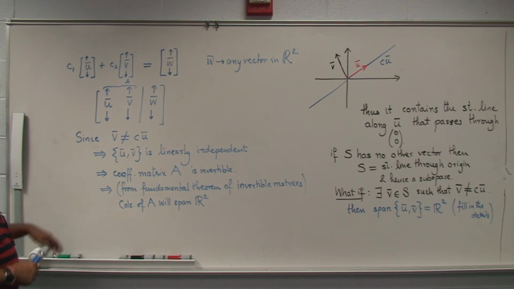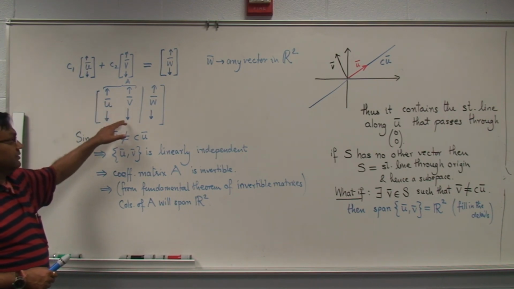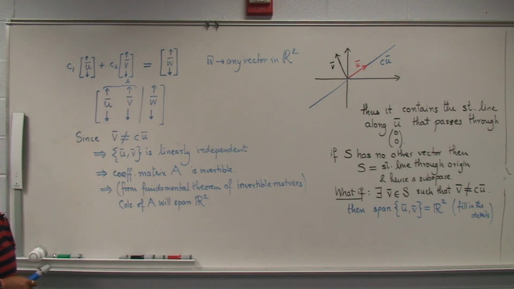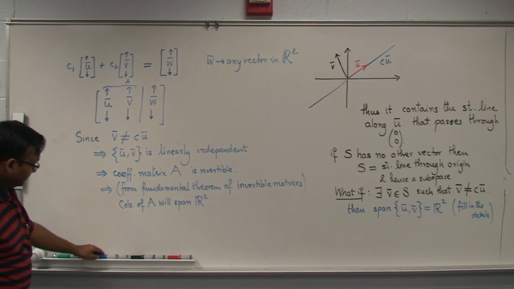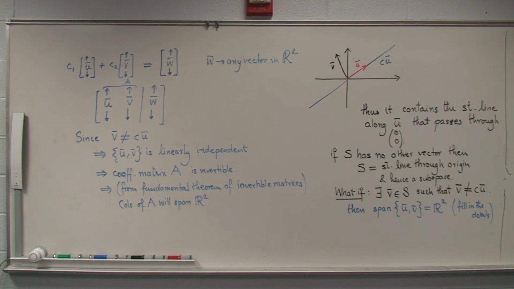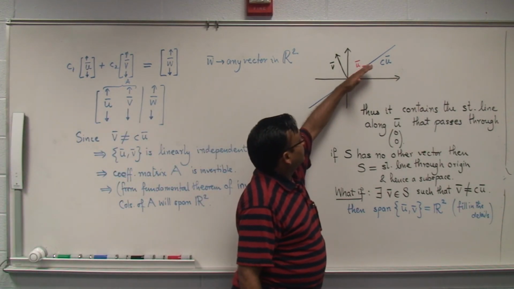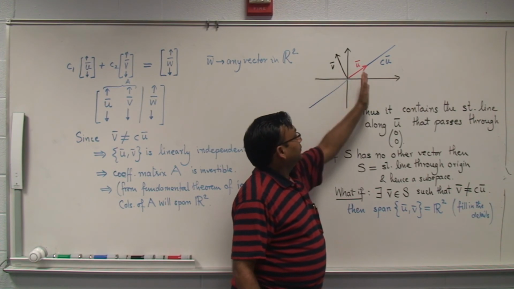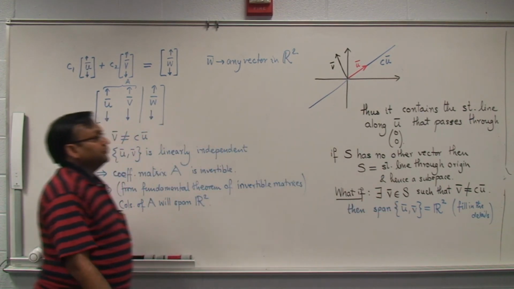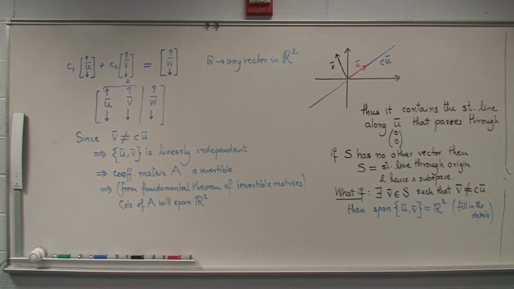Or you can think in this way, since these are independent, I will have two pivots. Since we are living in a two-dimensional space, no matter what right hand side I give, this system is consistent, and hence it has a solution for every right hand side. Which means the moment I have a vector which lies outside this line, these two vectors can combine to give me all of R2. That means the only subspaces of R2 can be only the zero space, the line passing through the origin, or R2.